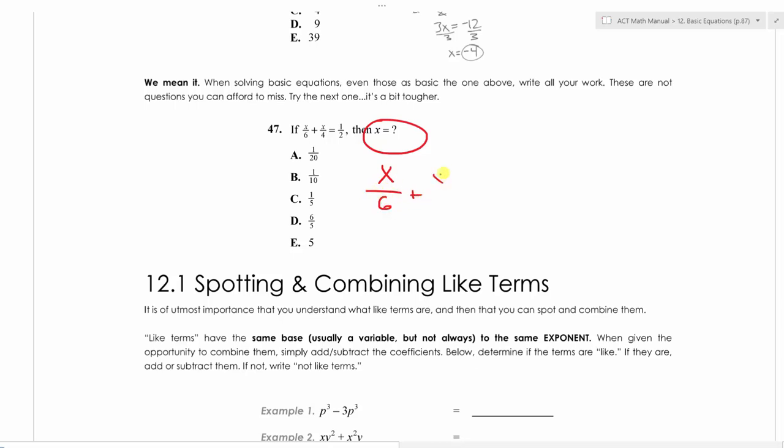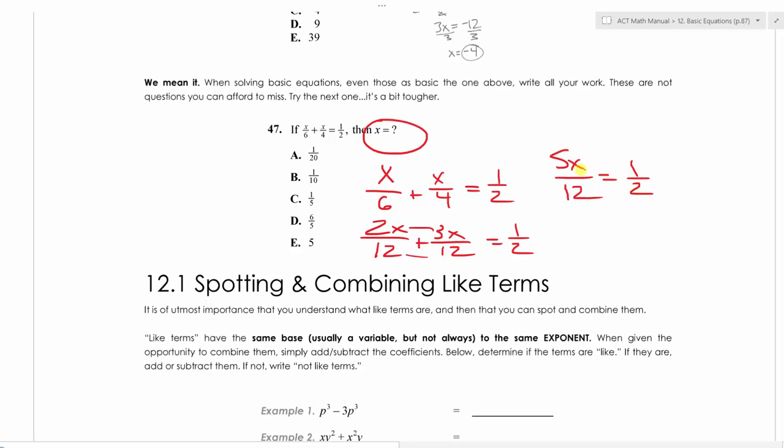One is I'm going to find a common denominator over there on the left, and that common denominator would be 12. So I get 2x over 12 plus 3x over 12 equals 1/2. This is 5x over 12. Remember, I just add the numerators. I do not add the denominators. 5x over 12 equals 1 over 2. I then cross multiply and I get 10x equals 12.